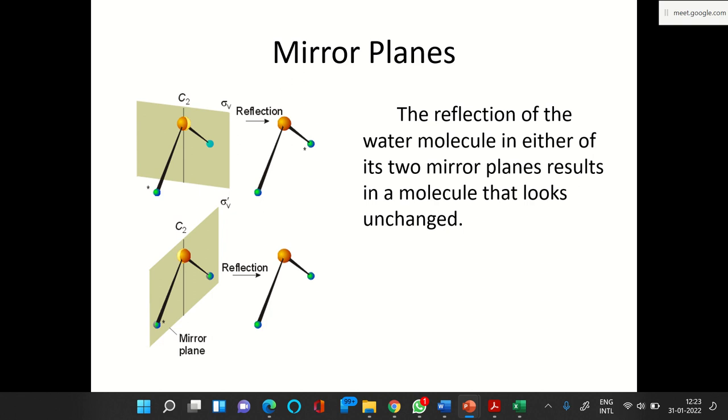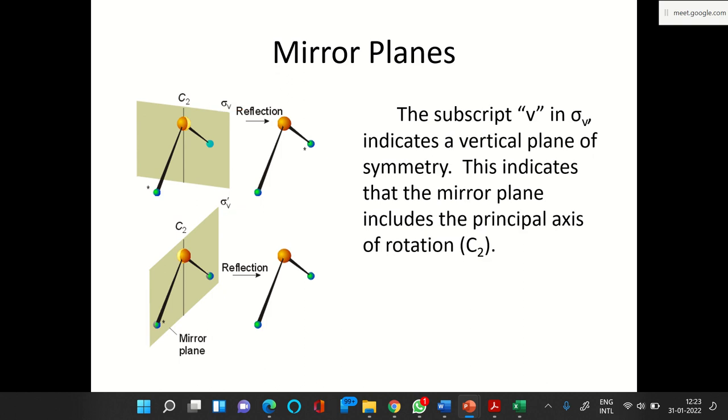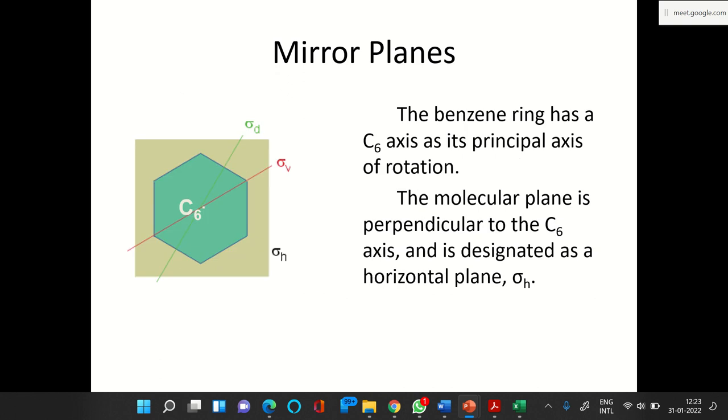Simply, you have two planes, both contain the principal axis, both are sigma v. So we understand the difference between the two vertical planes. One has the maximum number of atoms, all the atoms in one plane. In the other case, two hydrogen atoms occur in pairs. Okay, so that idea is illustrated. So it is sigma v prime. That is what we are writing.